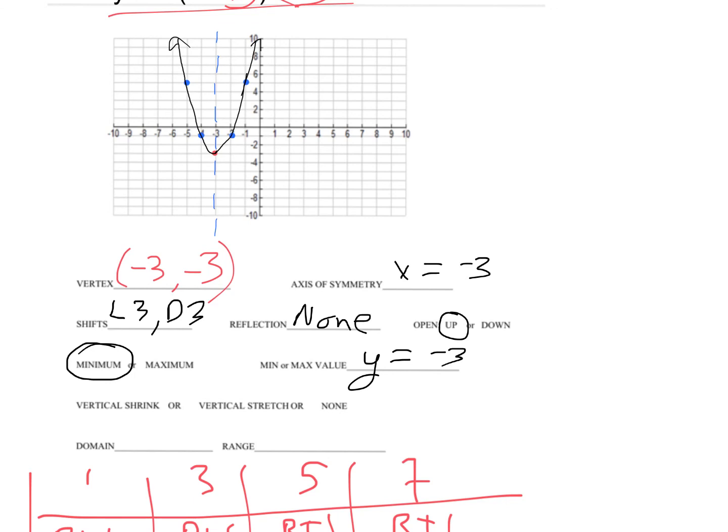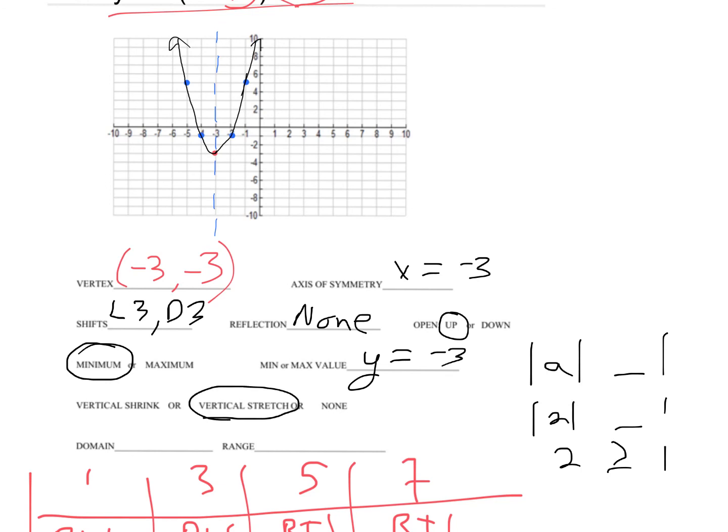Okay, vertical shrink, stretch, or neither? We could take a and compare it to 1. So again, my a value in this case was 2. So the absolute value of 2 compared to 1. 2 compared to 1 is greater than. So this will be a stretch.